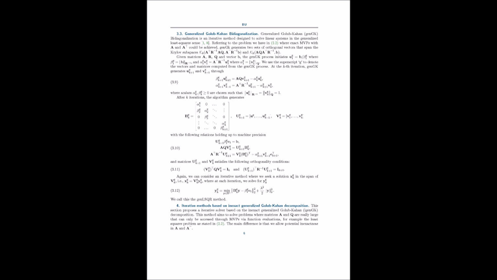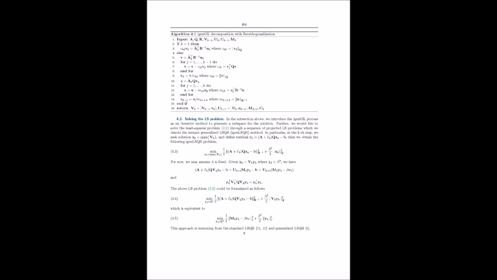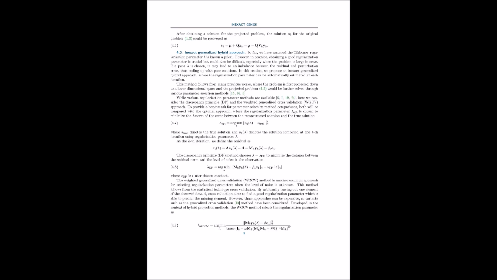They compare three methods: the optimal choice, which we usually don't know in real life, the discrepancy principle, or DP, and weighted generalized cross-validation, or WGCV. Wait, so they're adjusting it as they go? Yeah. Based on how the solution is looking? Exactly. It's like a feedback loop. And what's cool is that DP works surprisingly well, even though it doesn't need to know the true solution. That's really useful for real-world applications.